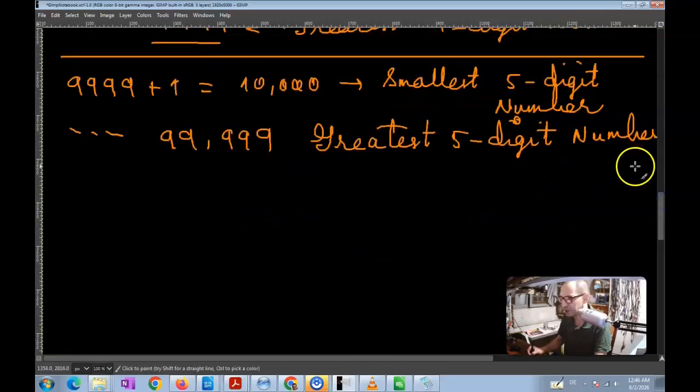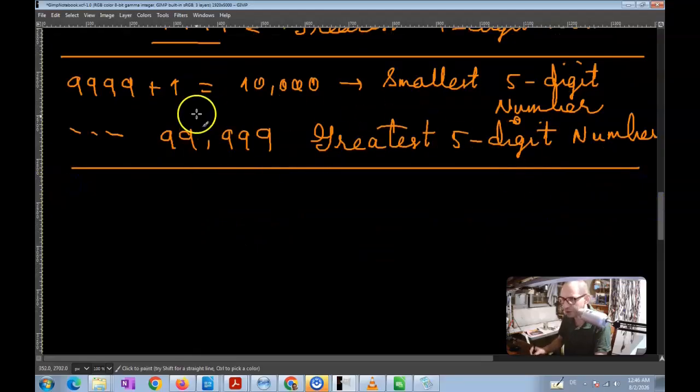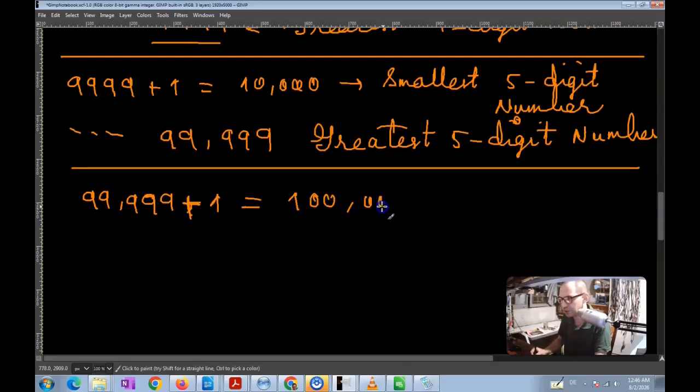And then if you take the greatest 5-digit number, which is 99,999, and if you add a 1 to that, you will get 100,000, right? Which is the smallest 6-digit number.